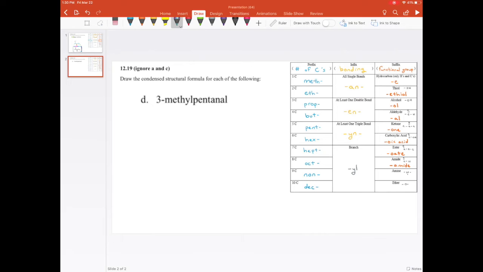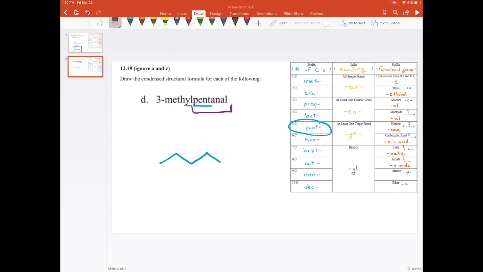Now 3-methylpentanal. So let's start with the backbone. We know that the YL indicates a branch, and so the backbone is going to be pentanal. The prefix here is pent, and that means that we're dealing with 5 carbons. So draw a dot, that's first carbon. 1, 2, 3, 4, 5.